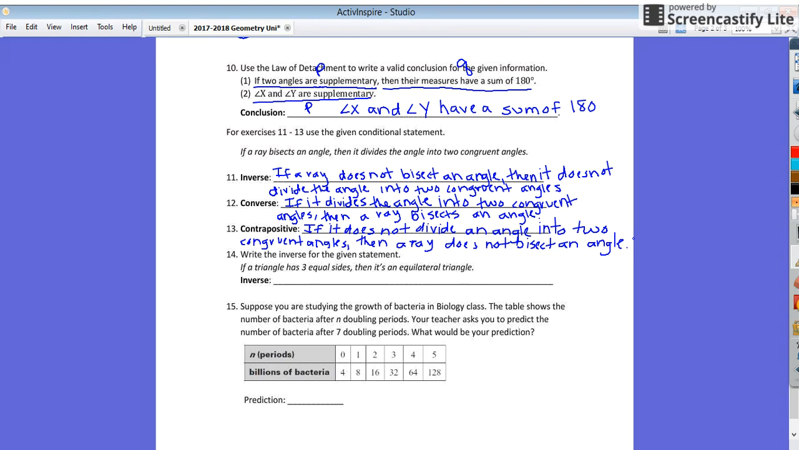Number 14, we're writing the inverse for the given statement. Remember, inverse means we're going to make them both negative, the hypothesis and the conclusion. If a triangle does not have three equal sides, then it is not an equilateral triangle.